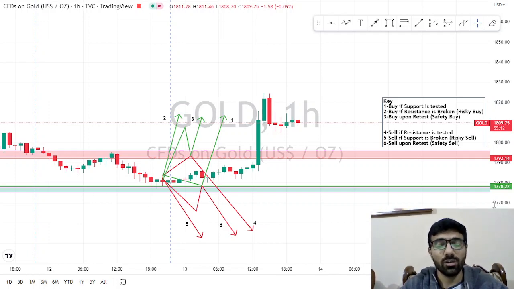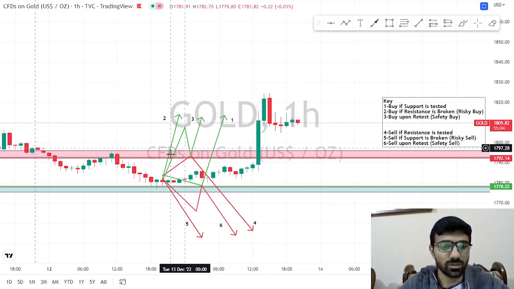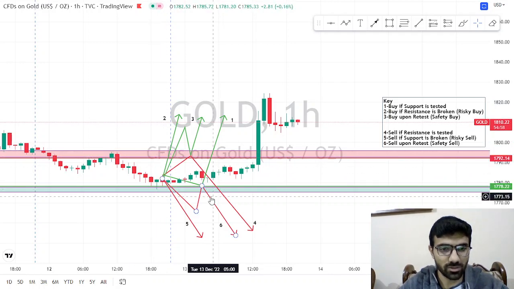Okay, so now let us continue with the discussion of the gold analysis from where we left off yesterday. When we were discussing this gold pair, market was trending over here and we marked this area as our area of short-term support and this area as our area of short-term resistance.